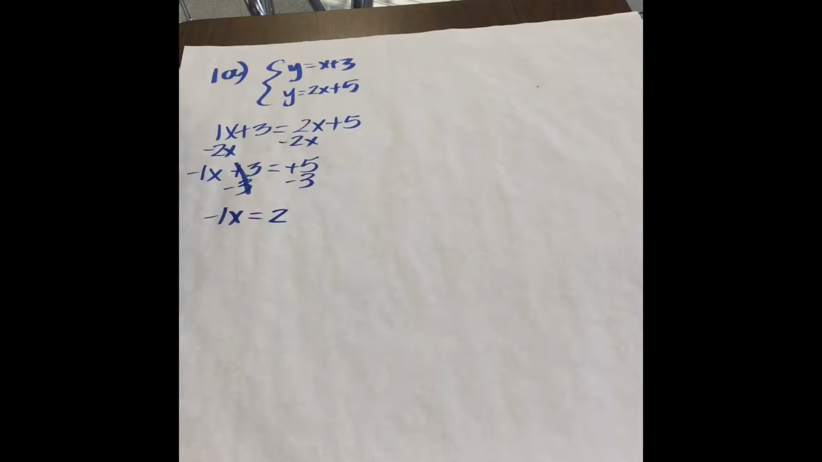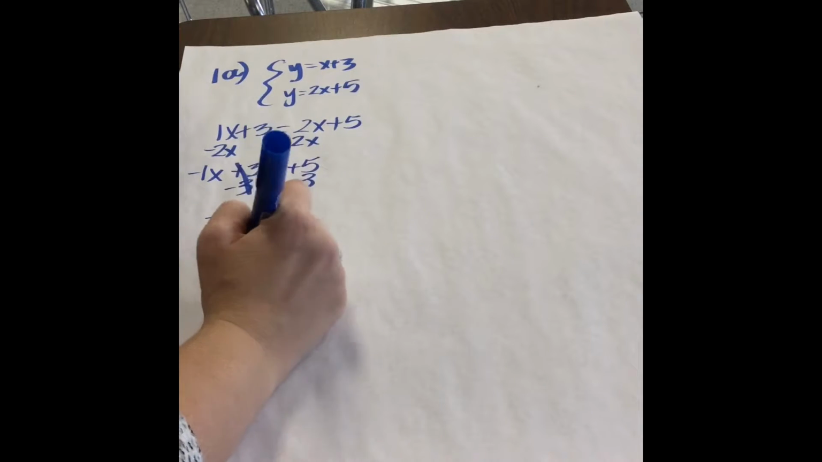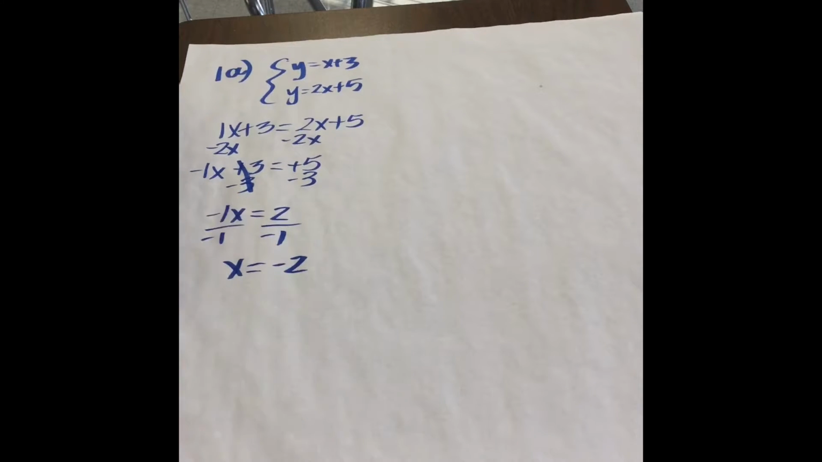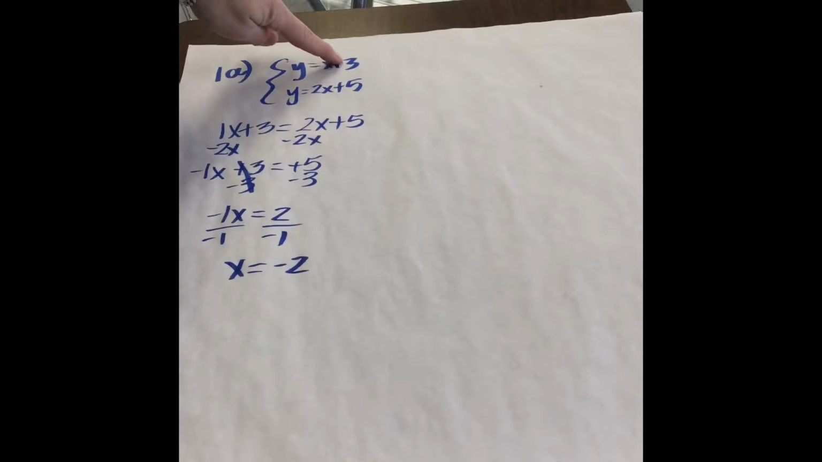And then my last step to solve is to divide both sides by negative 1. So x would equal negative 2. That's just half my answer because the system of 2 equations has an x value and a y value as its solution. So I take this x value, this x is the same as this x and this x. So if this x equals negative 2, these x's equal negative 2. So I can take this value and plug it into either equation and solve for my y.